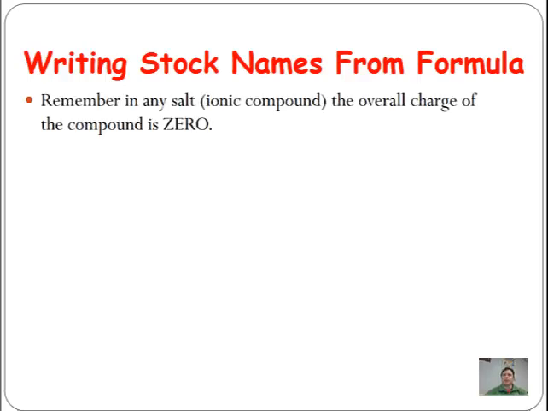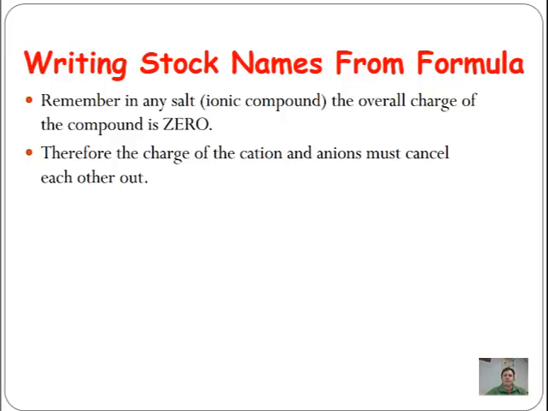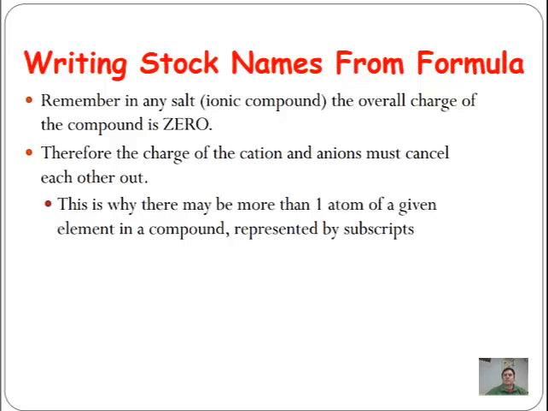Okay, so how do we write the stock names when given a formula? Remember our goal anytime we're making a salt, which is an ionic compound, is that the overall charge of the compound is 0, meaning the charges of the cation have to balance out the charges of the anion. So they must cancel out. And how do we do that? Well, we use subscripts to do that, right?